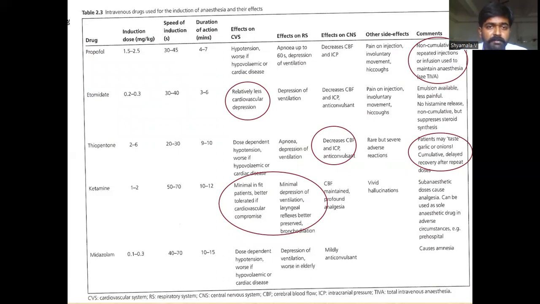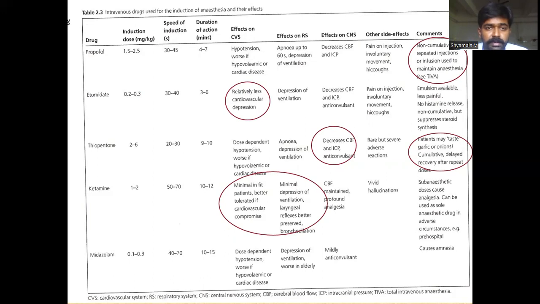Etomidate has relatively little effect on the cardiovascular system, so it's a cardiac stability drug. Etomidate is used in patients who have very bad cardiac problems, for example CABG patients. Thiopentone will decrease cerebral blood flow and decrease ICP, and it is an anticonvulsant. The patient may taste garlic or onion after thiopentone is given, and it has delayed recovery after repeated doses.